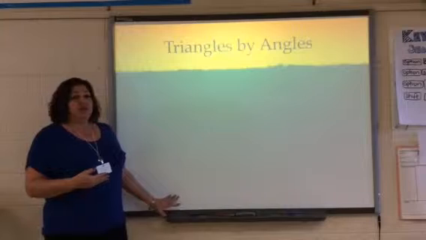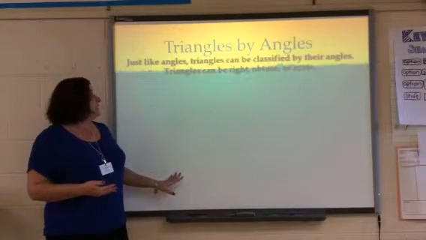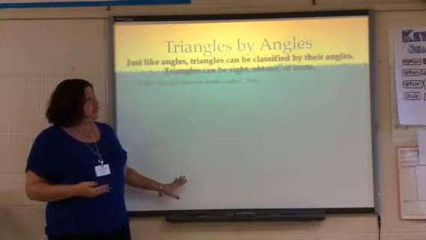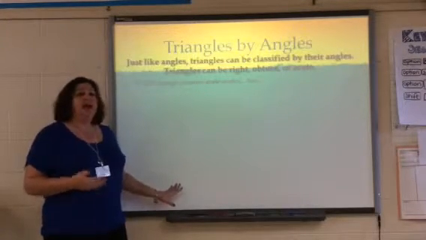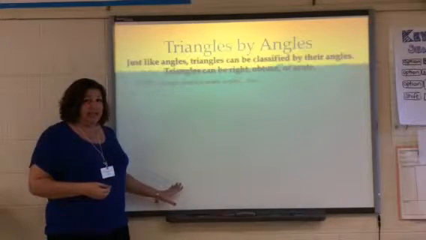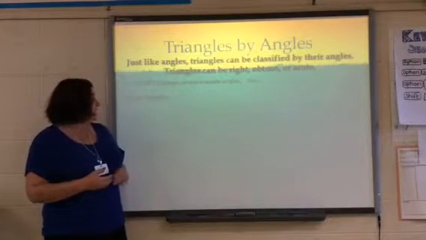Here's where we can sort our triangles by angles, similar to sorting by sides. I can have a right triangle, an obtuse triangle, or an acute triangle. Every triangle has acute angles in it. It's a question of having other angles in it that differentiates it.